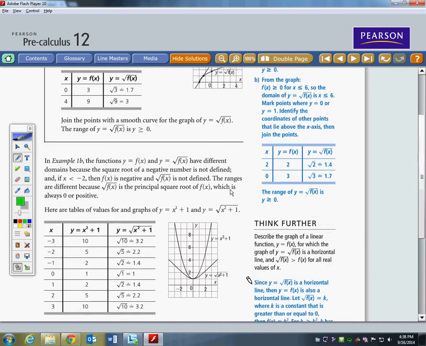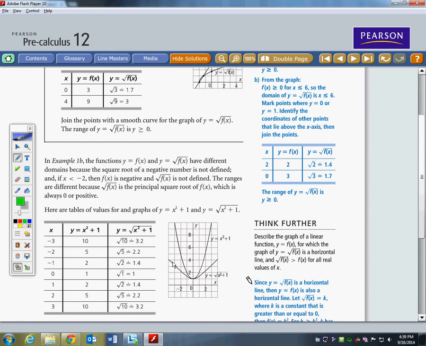The next example they have is a parabola. So if our original function is y is equal to x squared plus 1, here's y is equal to x squared plus 1. And now what happens when you graph the square root of that? On the surface of it, in this particular example, it just kind of makes it wider.